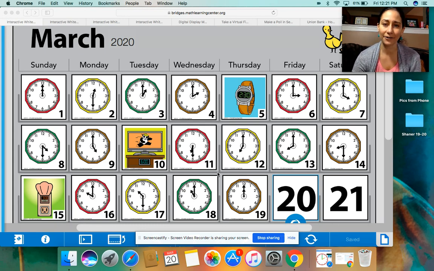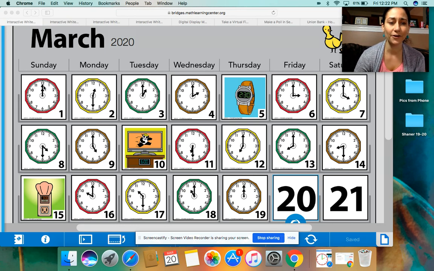The second pattern you'll notice involves all of the analog clocks, and it's the color of the clock. Red, yellow, green, brown. Red, yellow, green, brown. And it continues throughout the whole month of March. And the third type of pattern actually involves how much time goes by on each clock. So that's where I'm going to go really into detail to show you that type of pattern.